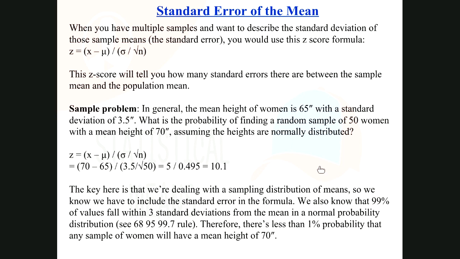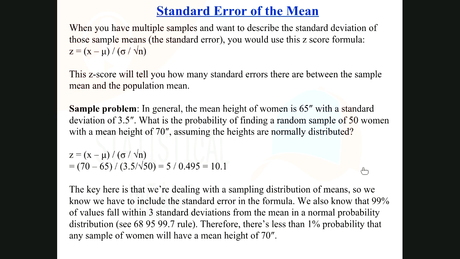Substituting the numbers, 70 minus 65 divided by 3.5 divided by the square root of 50 equals 5 divided by 0.495 equals 10.1. So what's important? The key is that you're dealing with a sample distribution of means. So we know we have to include the standard error in the formula.